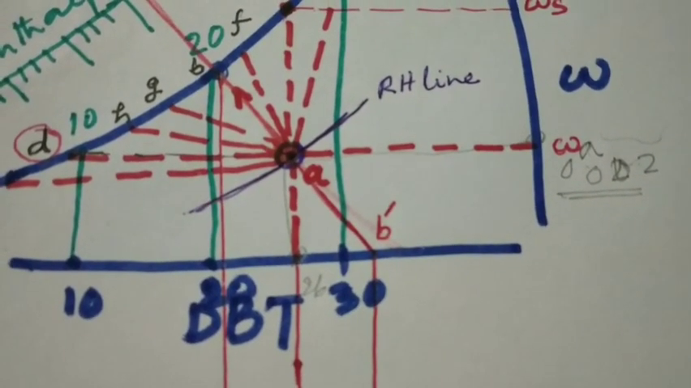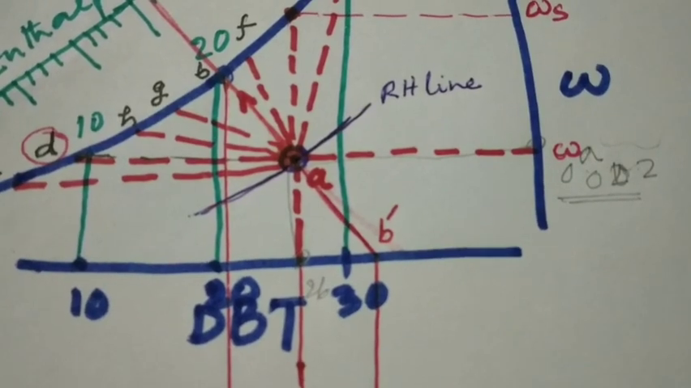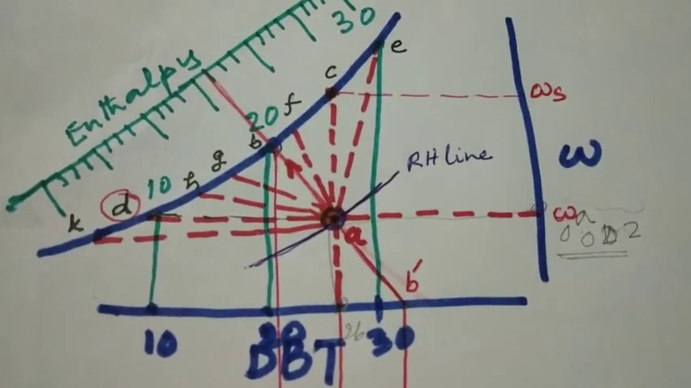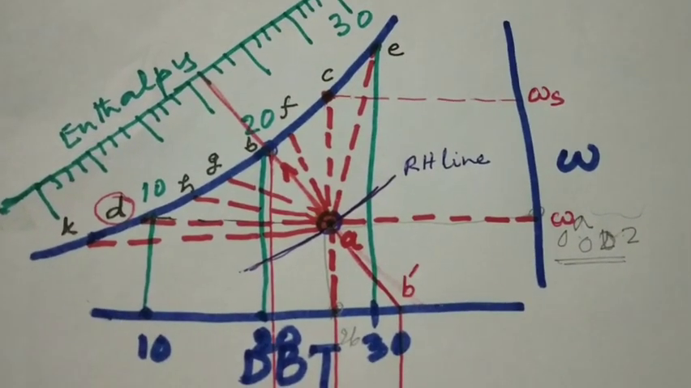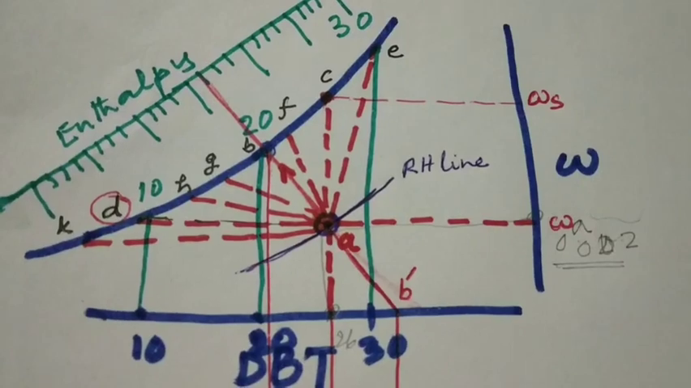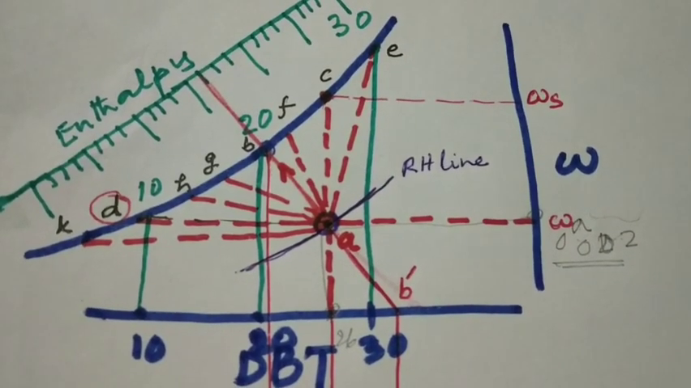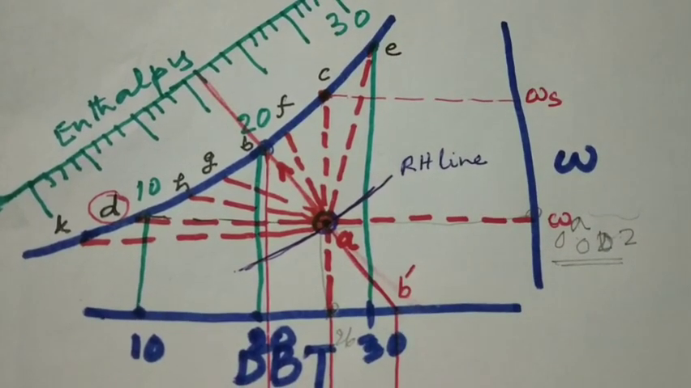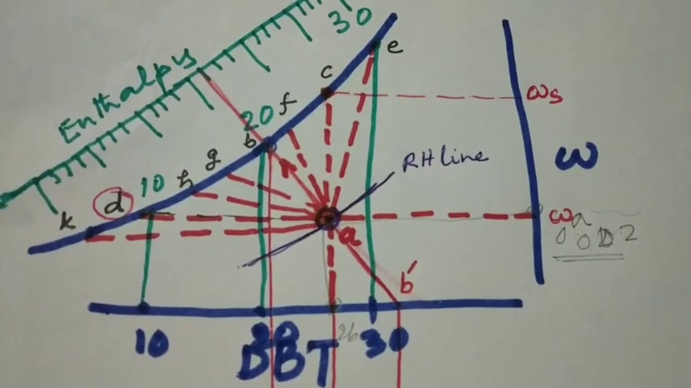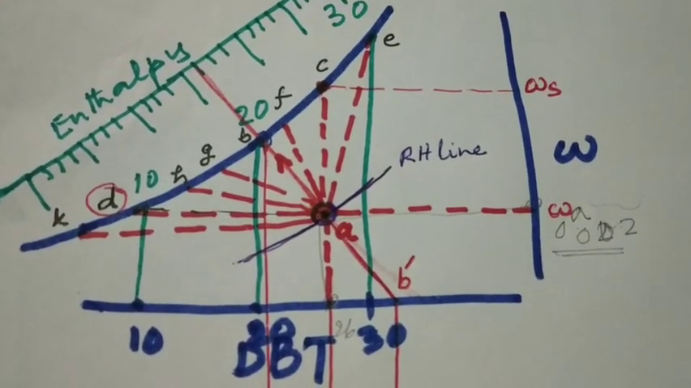Once we have fixed point A, then we will try to understand what other parameters are involved. I'm slightly taking you to other properties of air while I'm coming to the definition of wet bulb temperature. So please don't misunderstand that I'm giving you other information. It may be useful for some.